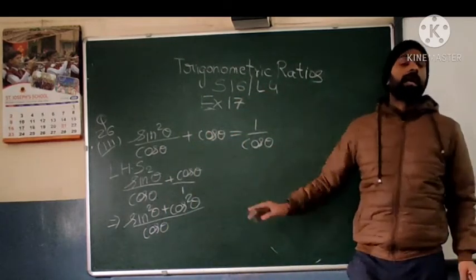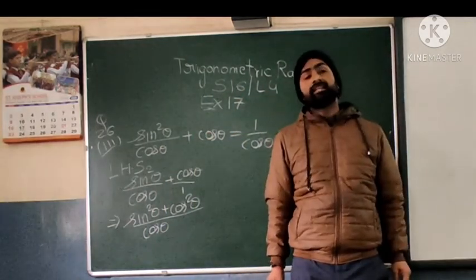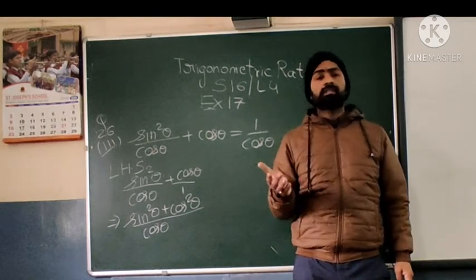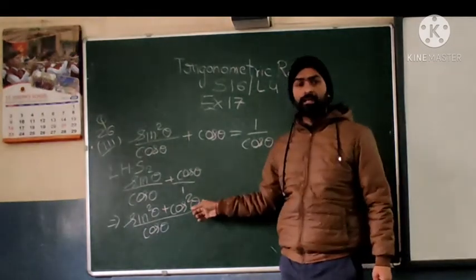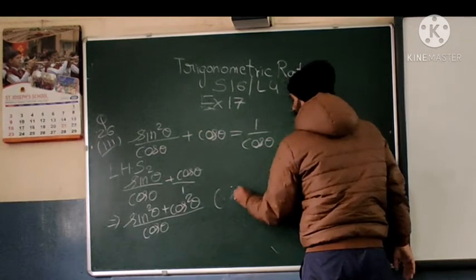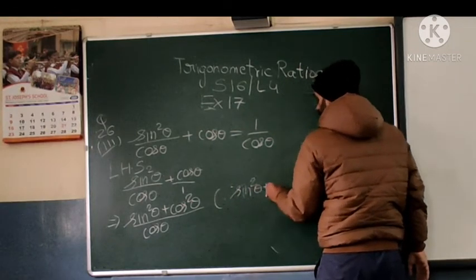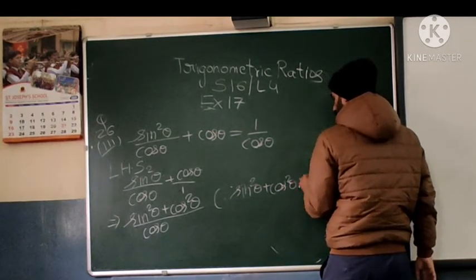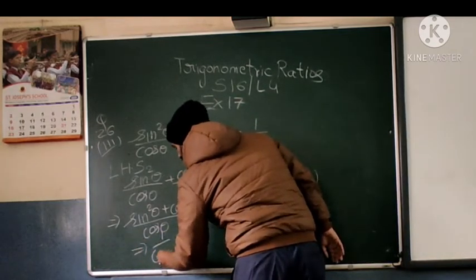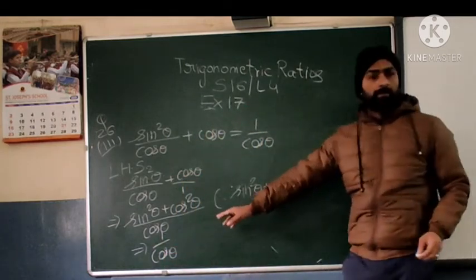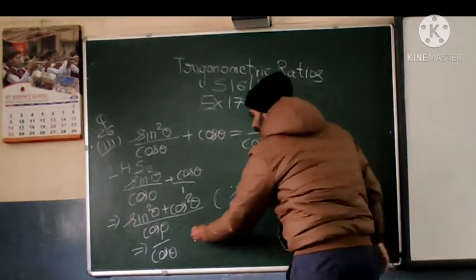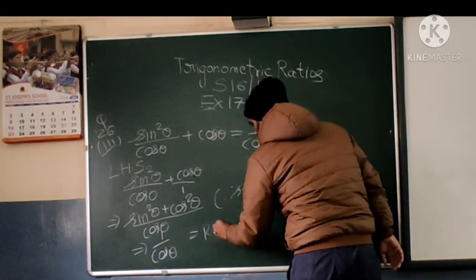Yes or no? And you know the square identities that I have told in trigonometry, that sin square theta plus cos square theta is equal to 1. So that you write here. Since sin square theta plus cos square theta is equal to 1, this implies that it will be 1 by cos theta. Now see, we have got 1 by cos theta on the left hand side also, and it is the same thing that we had to prove. So we write it equal to RHS.